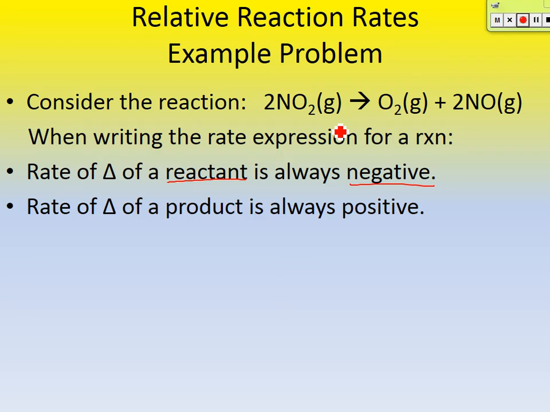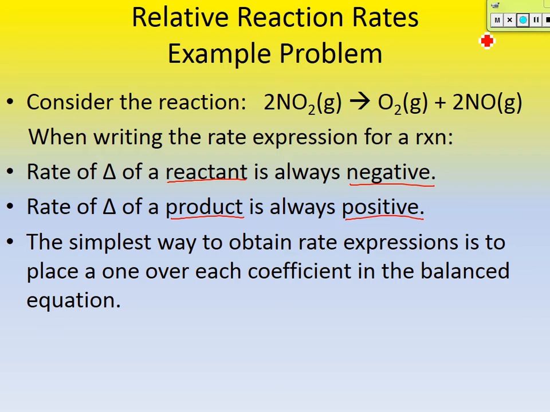Good. And the rate of change for the product is always going to be positive. Again, why? Well, the products are forming over time, so their concentration is going up over time, so the slope is going to be positive. All right, and this might be the most important thing of the day, so I'm going to put a star by this one. The simplest way to obtain a rate expression is to place a 1 over each coefficient in the balanced chemical equation. I'll show you what I mean by that in just a second.